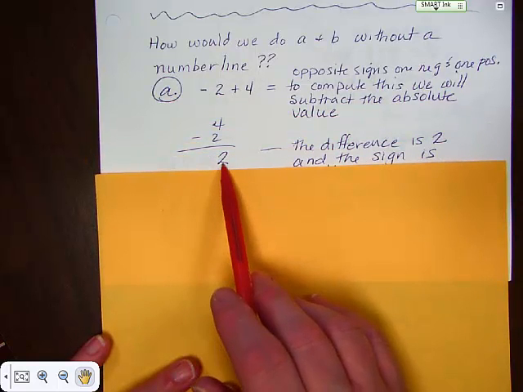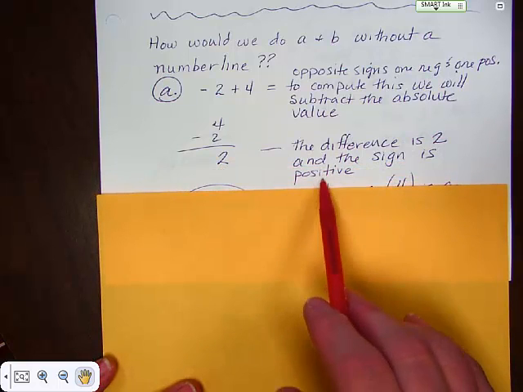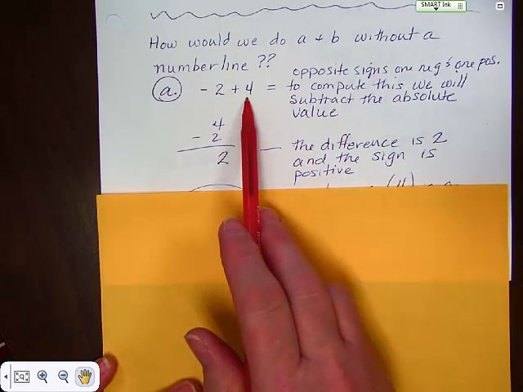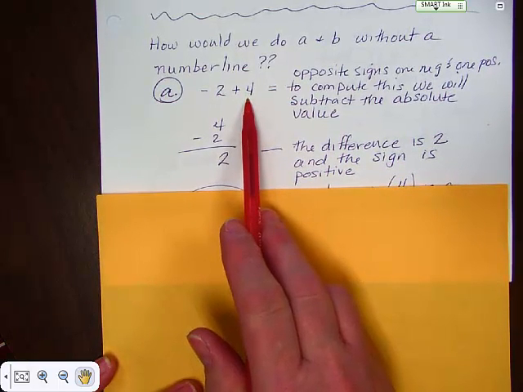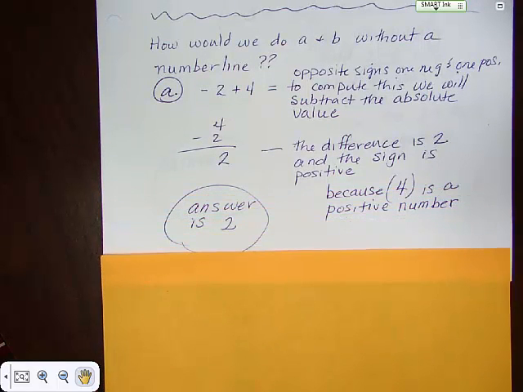Here, right there. The difference is 2, and the sign is going to be positive because the 4 was positive. Its absolute value was positive. So we're set. Okay?